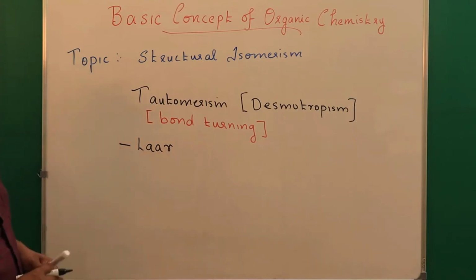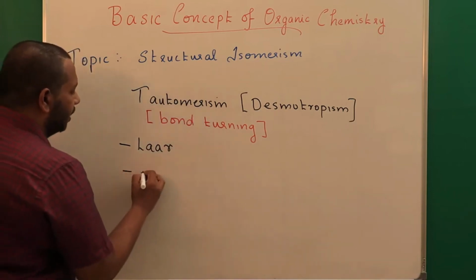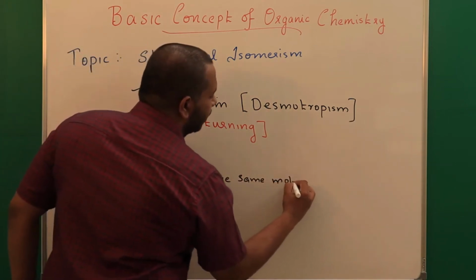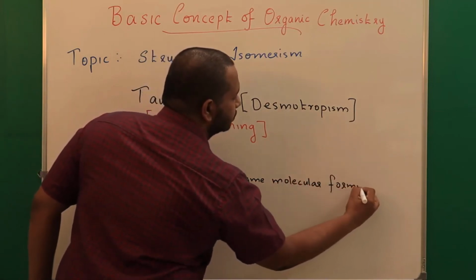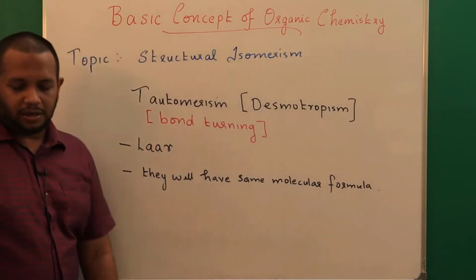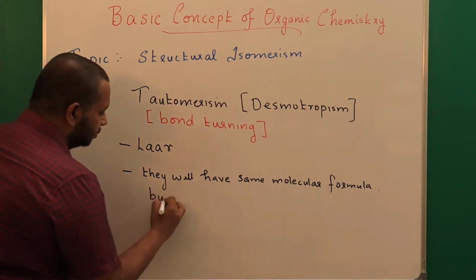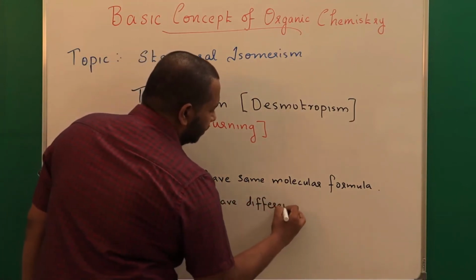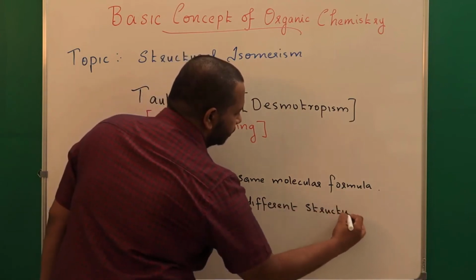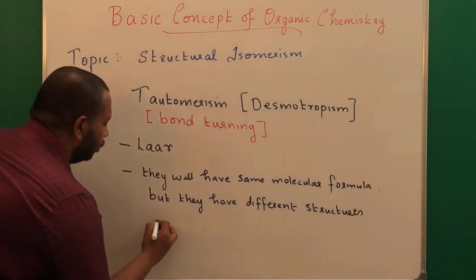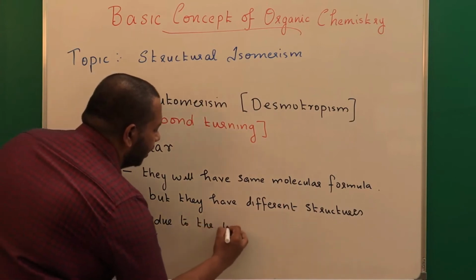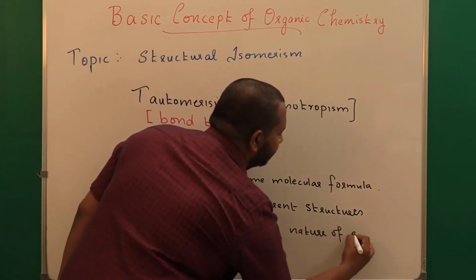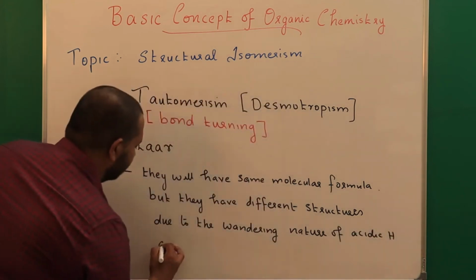Now we can say, if two compounds are tautomers, they will have the same molecular formula. However, they have different structures. How do these different structures arise? They have different structures due to the wandering nature of the acidic hydrogen atom. Please note this down.